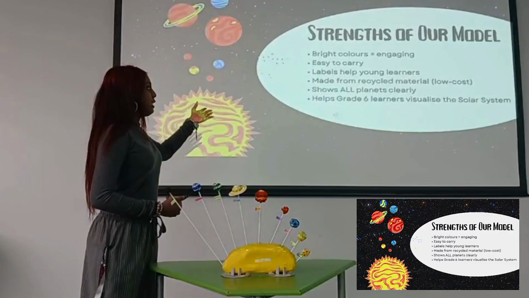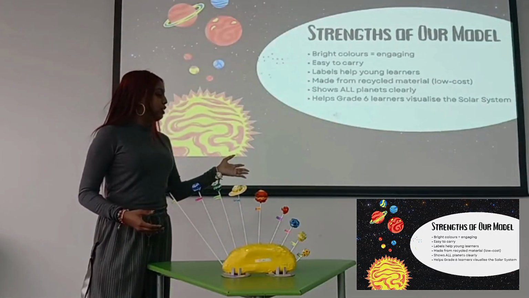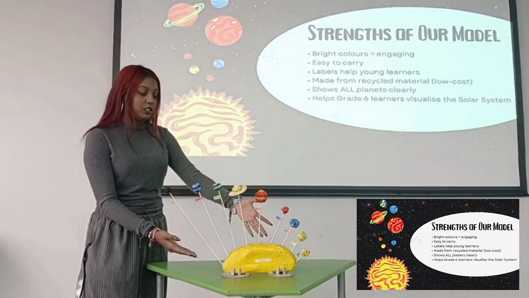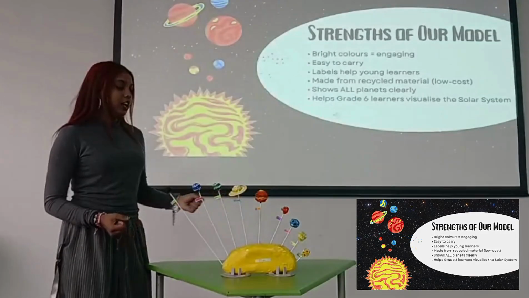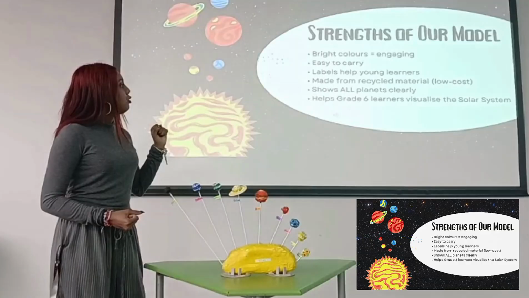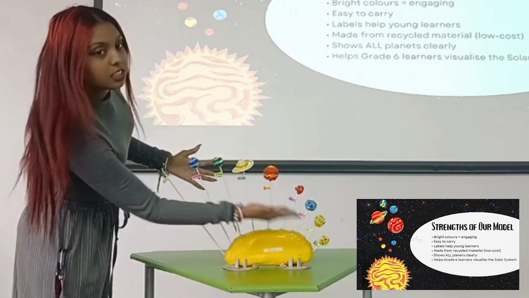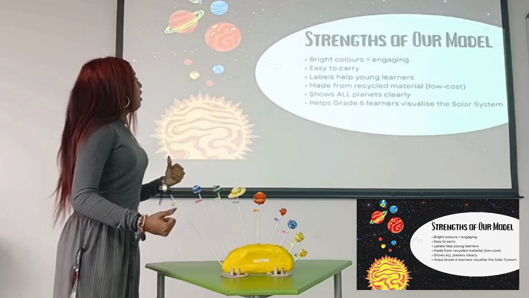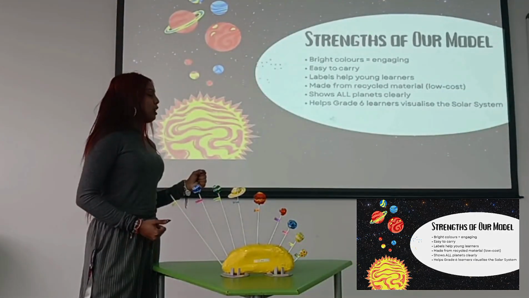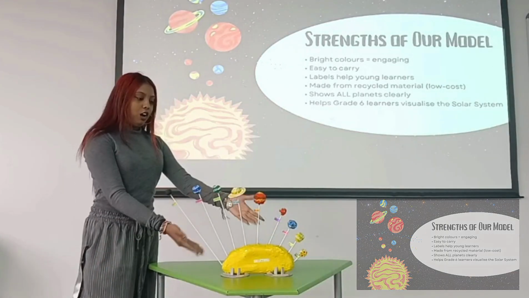Then it is made from recyclable materials, as my groupmate Melissha already mentioned. She already mentioned how she made this model and how it is very eco-friendly and helps with the environment. And it shows all the planets clearly. We can notice the planets clearly because as you can see they're in a line, making it much easier to learn and go through. And then it helps grade 6 learners visualize the solar system because our model is a perfect visualization of the solar system.